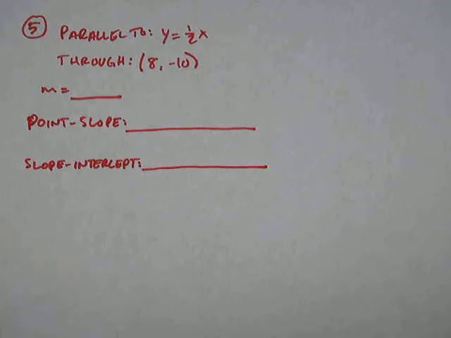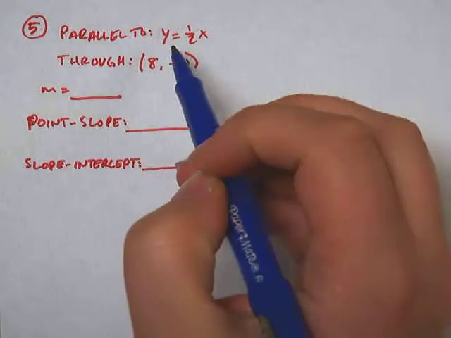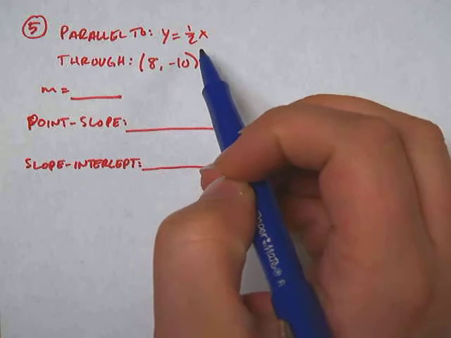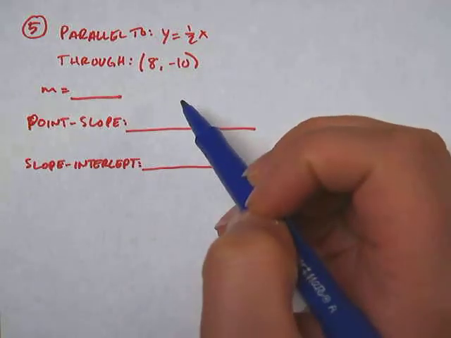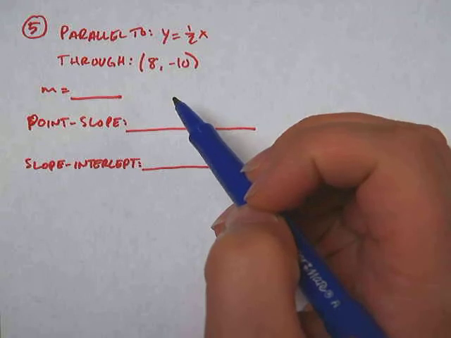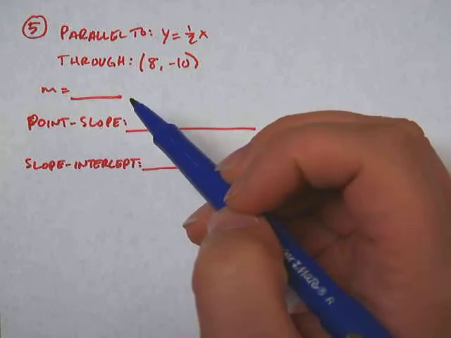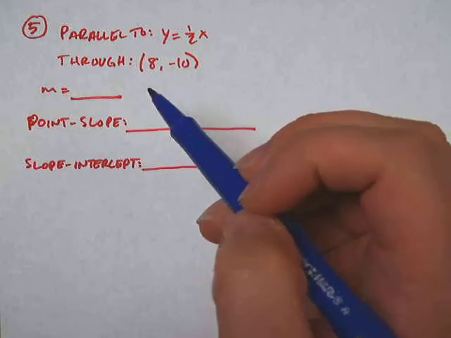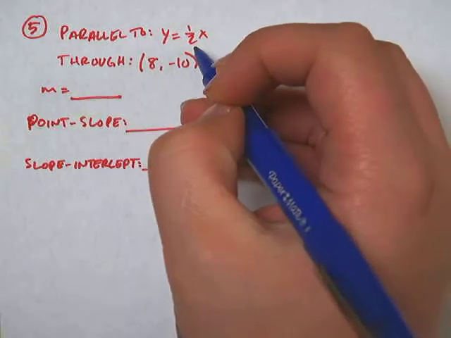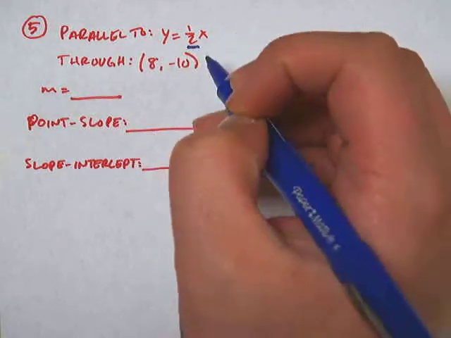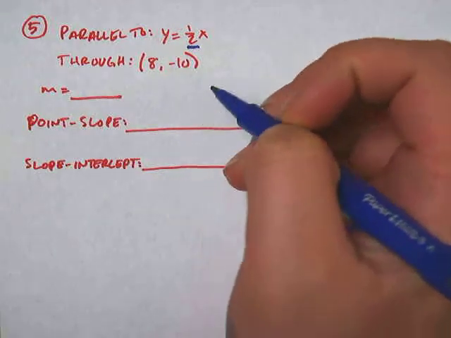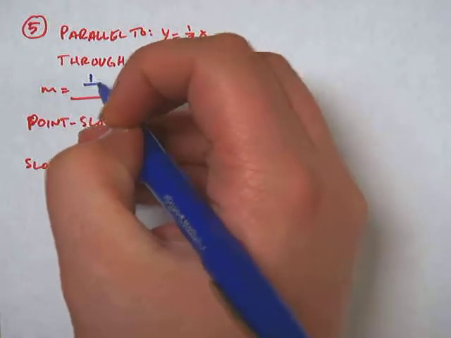Alright, hey guys, so we are going to do problem 5 from your homework assignment 6.3. And we want to find the equation of the line in point slope form and in slope-intercept form that is parallel to y equals 1/2 x and goes through the point (8, -10). So the first thing we want to do is find our slope, m. And for parallel lines, the slopes are the same. So the slope of y equals 1/2 x is 1/2. So the slope of our line that's parallel to it is just going to be 1/2.